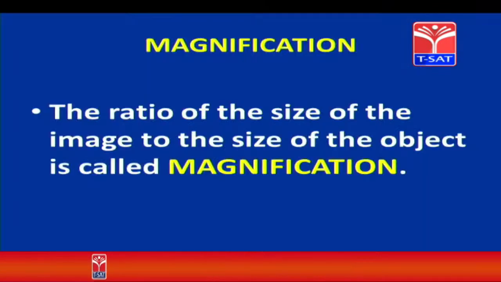This also we have seen in our activity, that the image can be of various sizes. It can be a magnified image, it can be the same size, or it can be a smaller image compared to the size of the object. The ratio of the size of the image to the size of the object is called magnification.